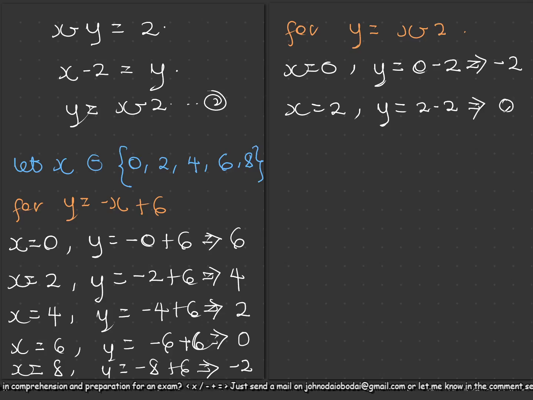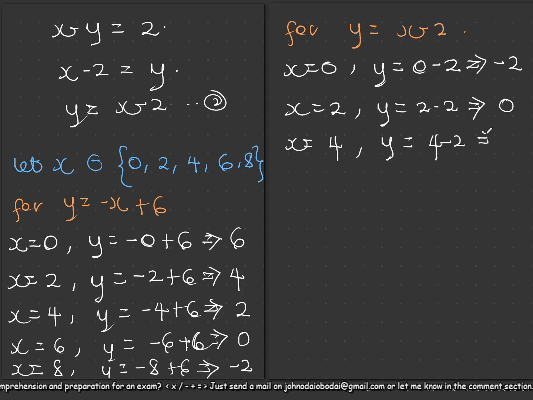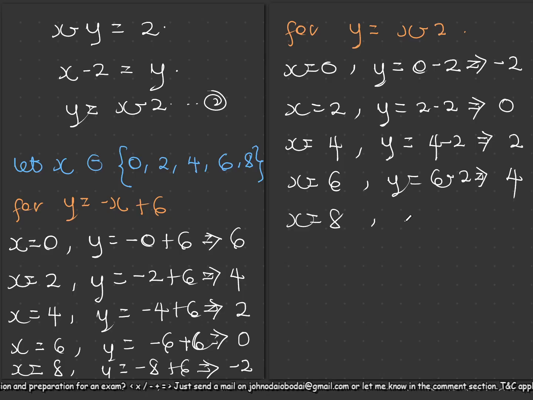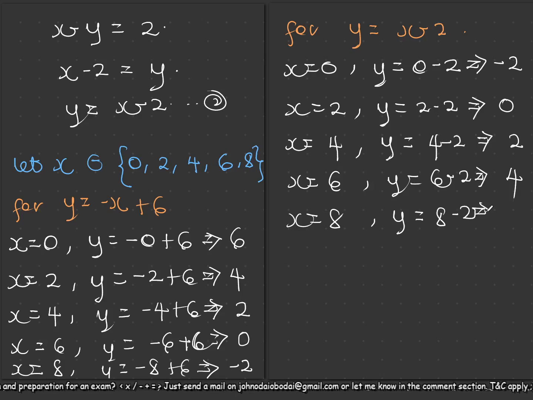And 2 minus 2 gives you 0. If your x equals 4, then you are getting y being equal to 4 minus 2, and 4 minus 2 gives you a 2. If your x equals 6, then you have y equals 6 minus 2, which is what? A 4. And then finally, if our x equals 8, then you have y, which is equal to 8 minus 2, which also gives us a 6.